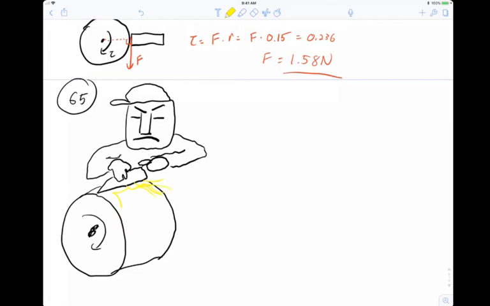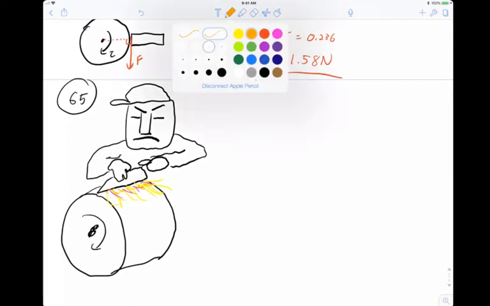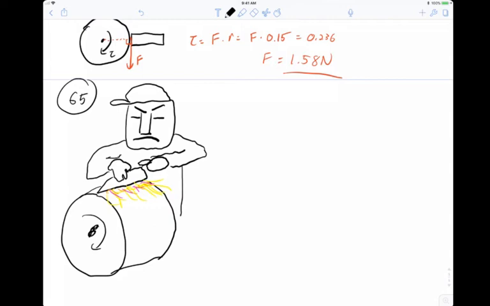It's generating a lot of sparks. All right, that's a pretty good drawing.